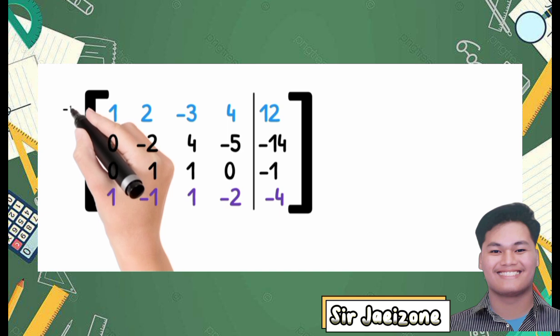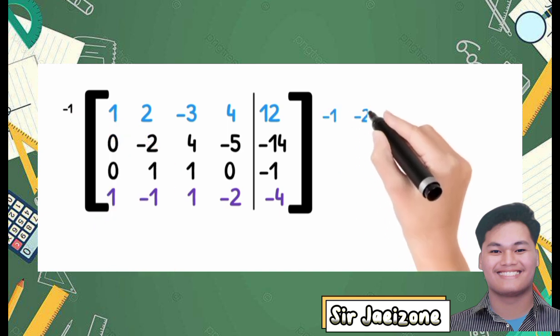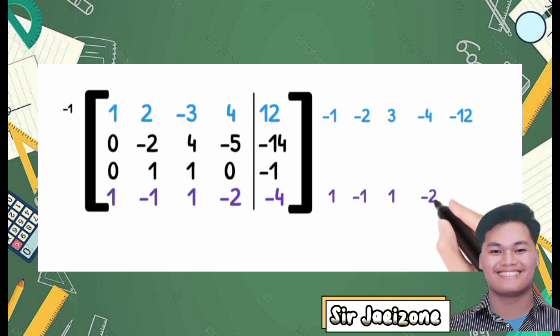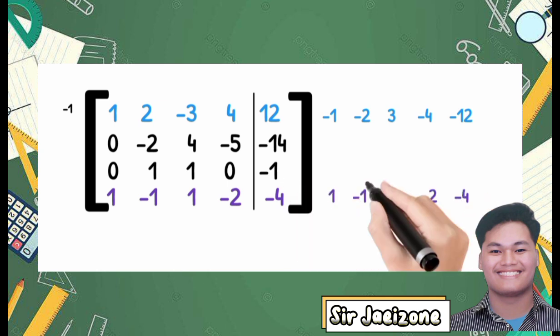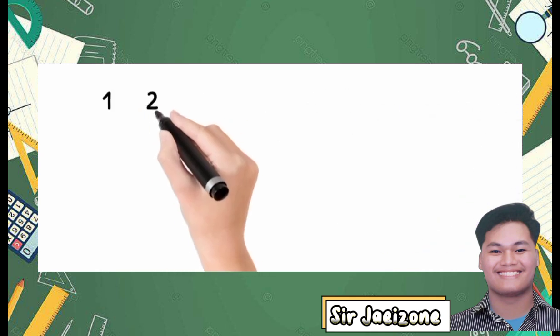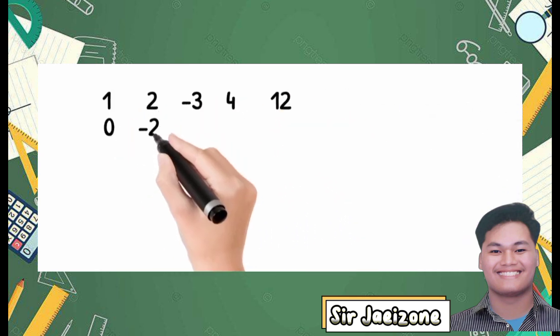Now we will have to make the 1 in row 4 0. To do so, multiply the first row by negative 1 and add the product of row 1 to row 4, and the sum of the two rows will be the new row 4. We now have a new matrix with a new row 4.